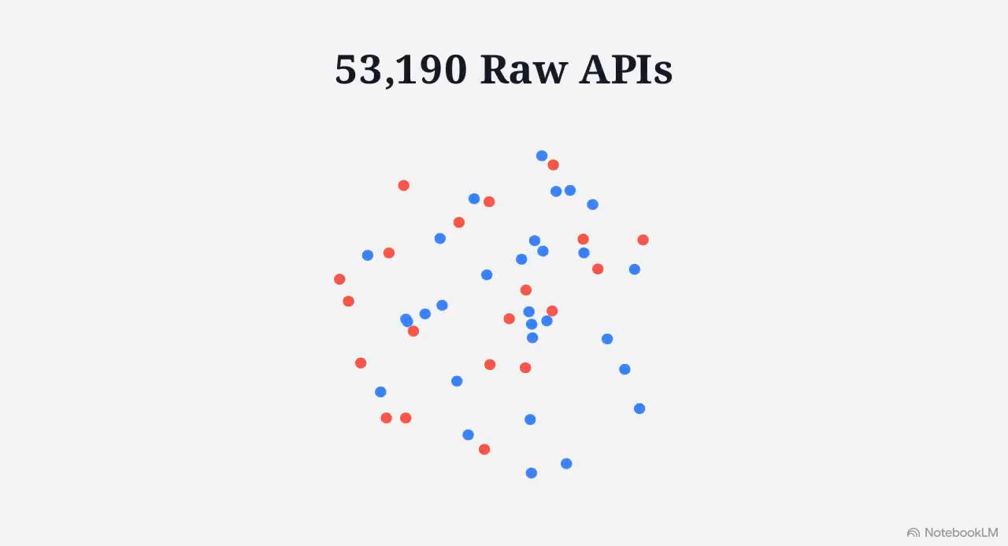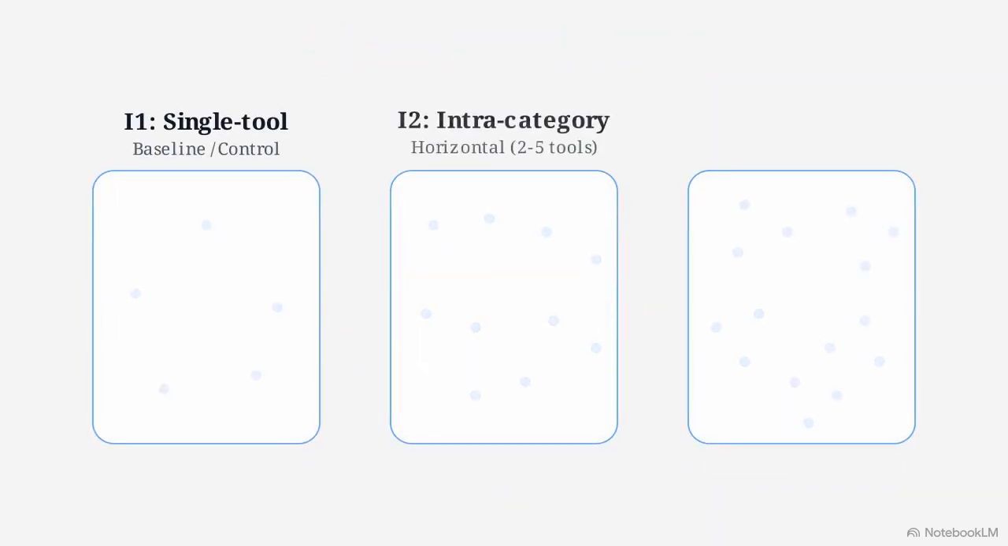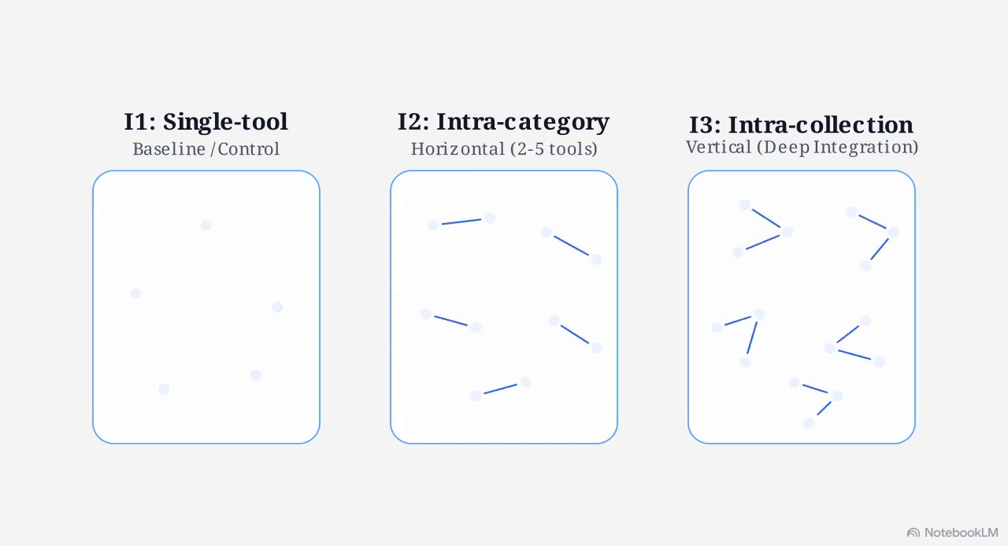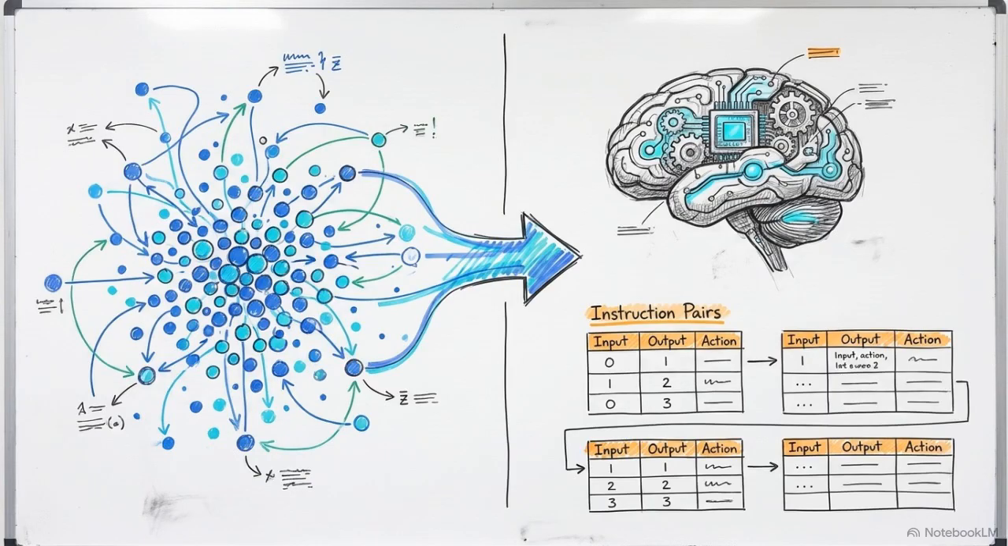To solve this, they crawled a database of 53,000 APIs, filtered them, and used hierarchical sampling to group them into 3 buckets: single tool, intra-category, and intra-collection. Forcing sampling within the same category creates API subsets with genuine semantic coupling. The authors fed these coherent subsets, along with a few seed examples, to ChatGPT, which synthetically generated roughly 200,000 instruction and API pairs.